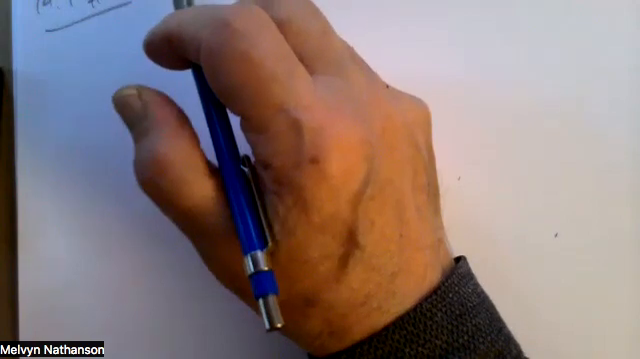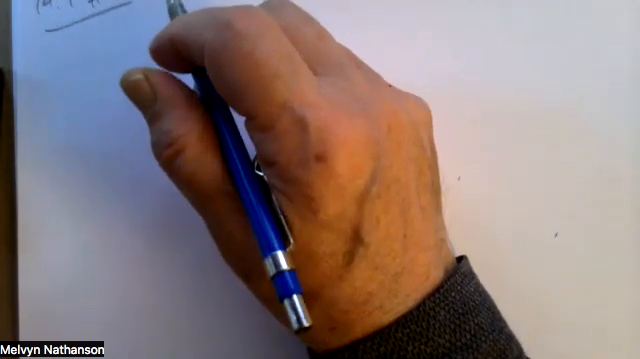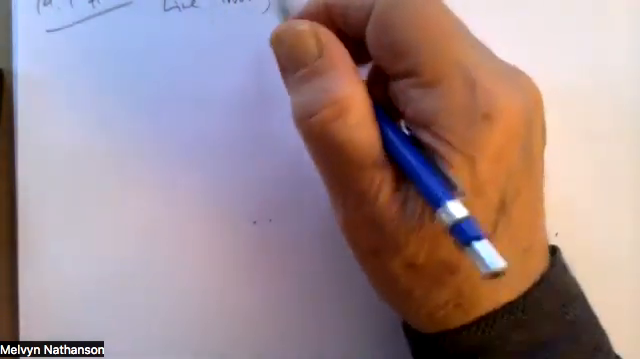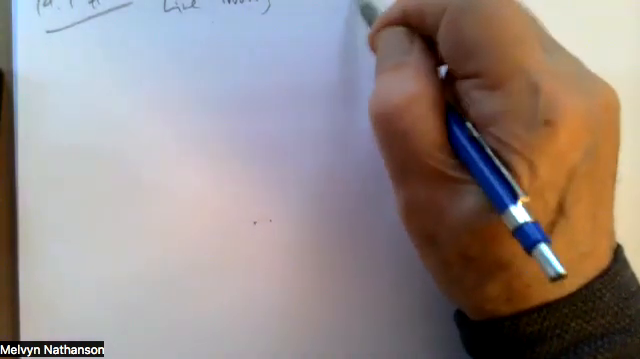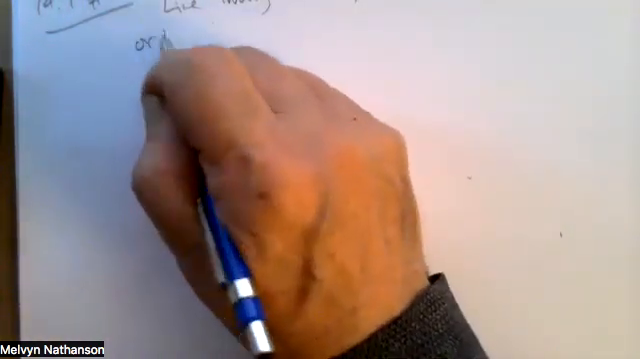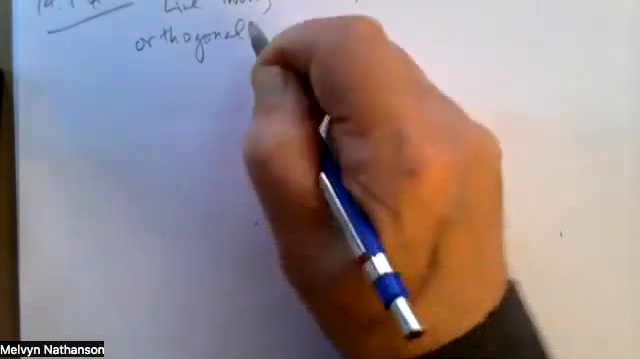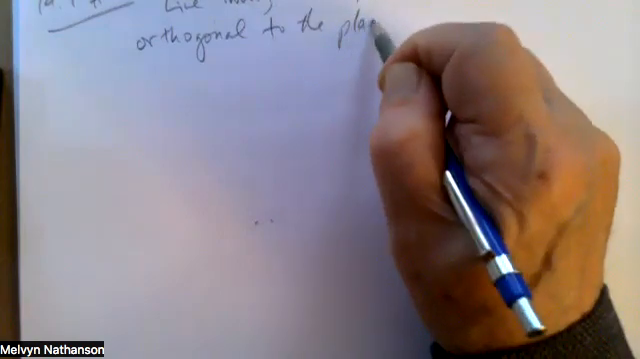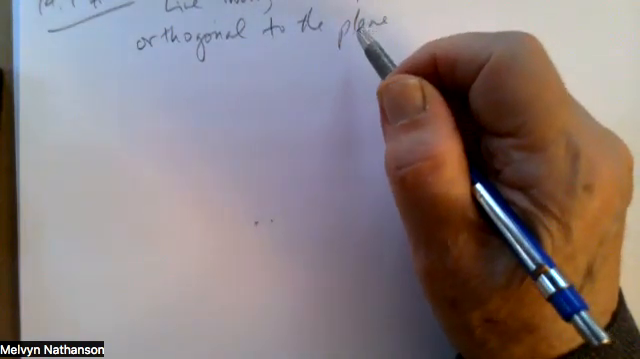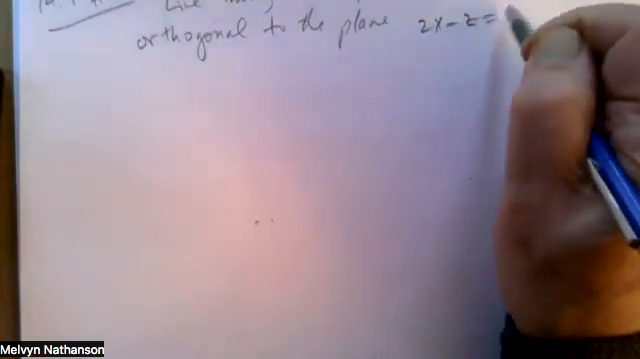Let's look at section 14.1, number 11. We want to find the equation of the line, a function r of t, through the point P with coordinates 3, 4, 5, and orthogonal to the plane 2x minus z equals 4.